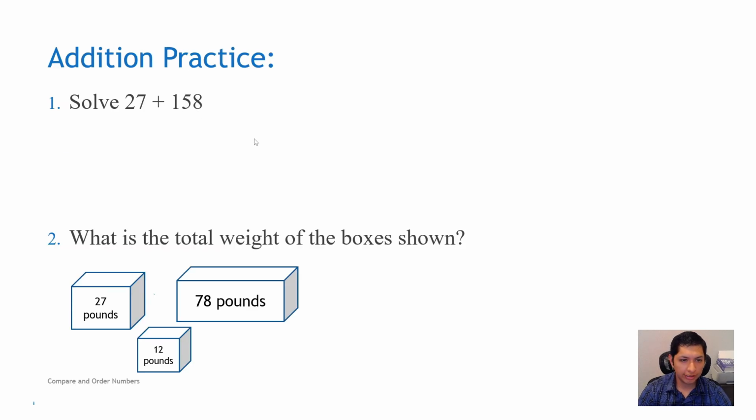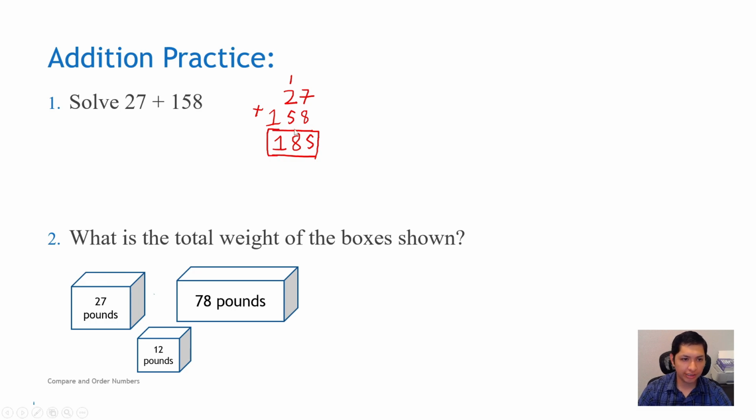A couple of addition practice problems. So for number 1, it says solve 27 plus 158. So I am just going to stack those numbers on top of each other, 27 and 158. 27 plus 158, so 7 plus 8, that is 15. I carry over the 1 from the tens place in 15. So now I have 1 plus 2 plus 5, and that is 8. And then there is nothing to add to the 1, so I drop it down, and it is now 185. That is the answer.